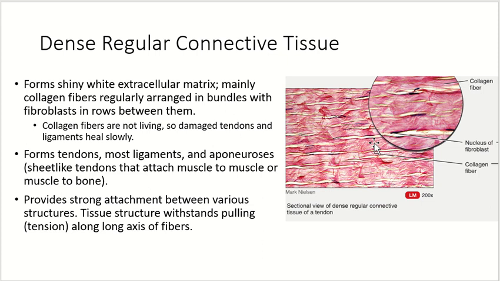Dense regular connective tissue is going to form things like tendons, most of your ligaments, and also something called aponeuroses, which is basically just a tendon in a really long, thin, flat sheet that attaches muscles to muscles or muscles to bone. Dense regular connective tissue is also going to provide an excellent attachment point between various structures.